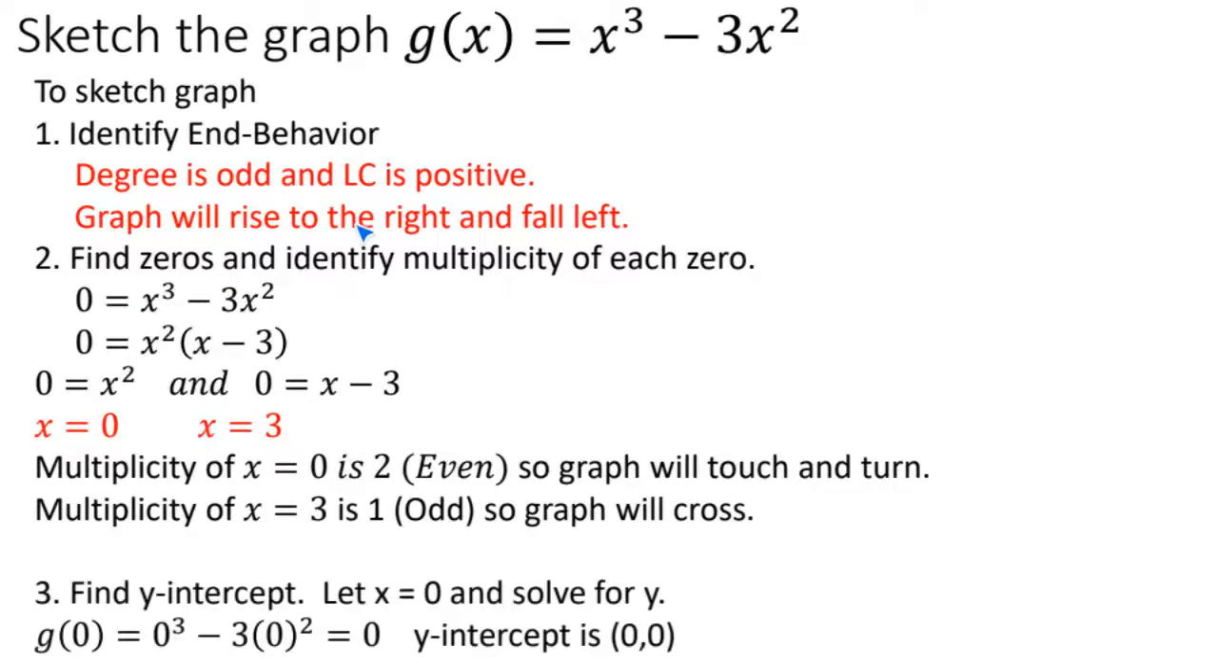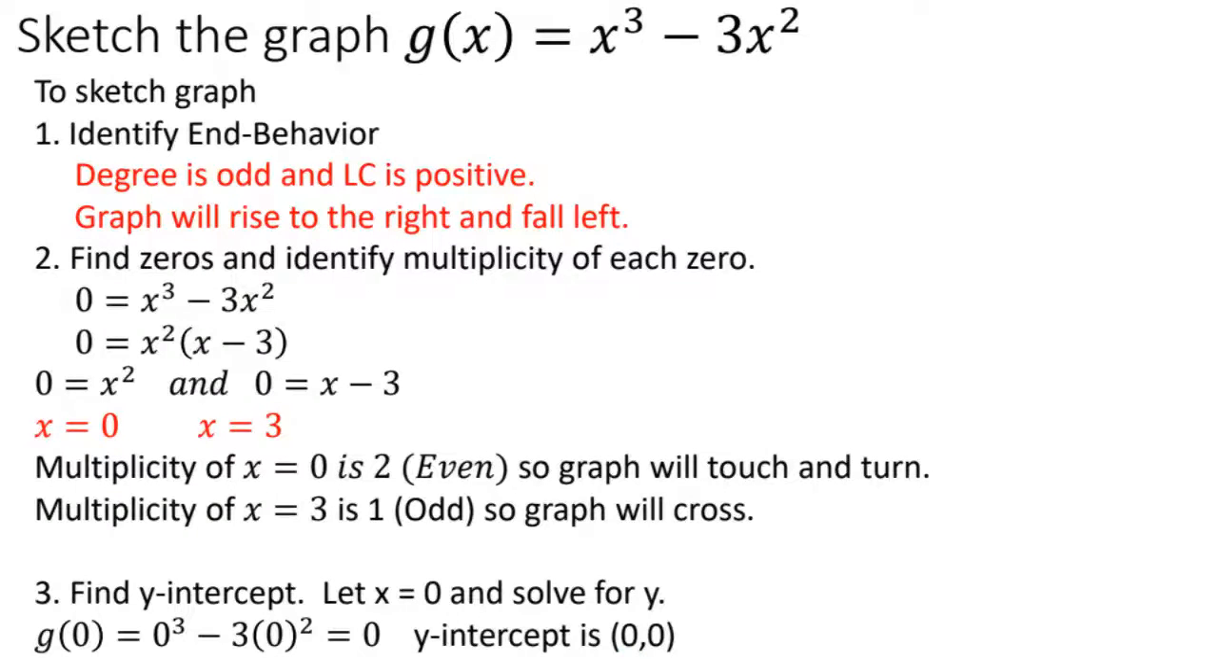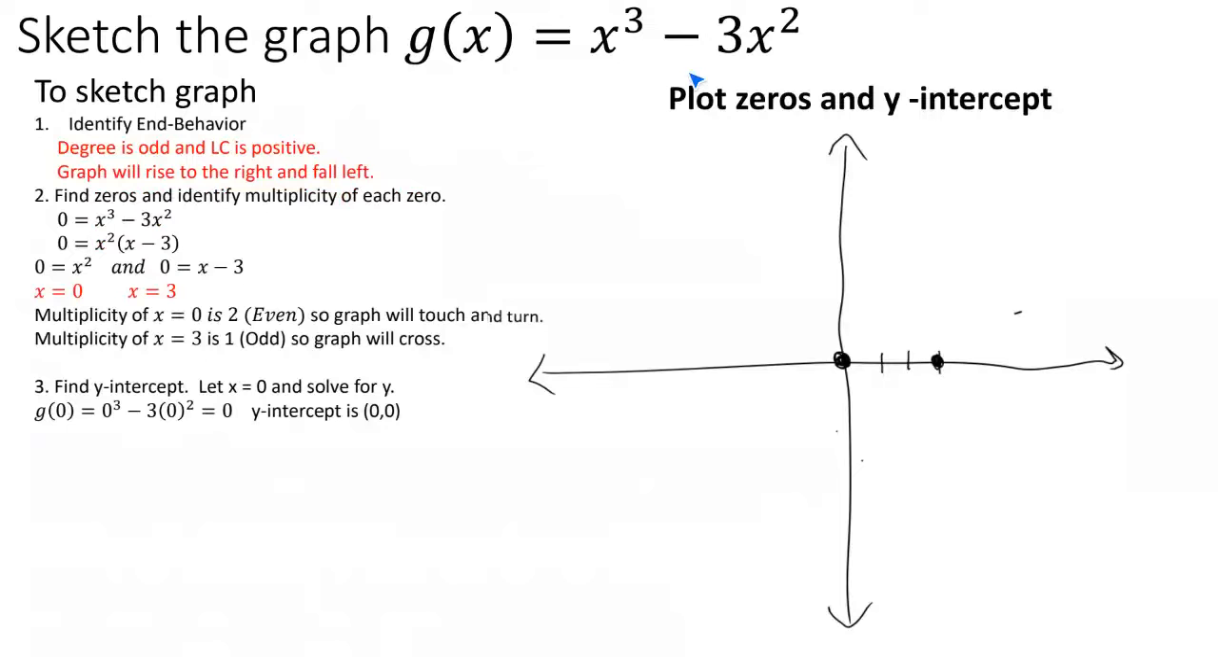The y-intercept, we let x equal 0 and we solve for y. So in this case, if everything is 0, then we get 0, 0. And then your last step is to start plotting this information. So I have a 0 at x equals 0 and 1 at 3. My y-intercept is at the same location. And then I'm going to apply the end behavior.